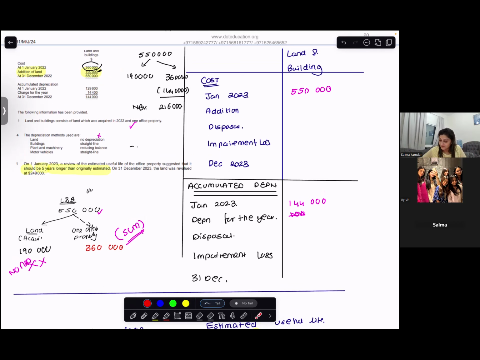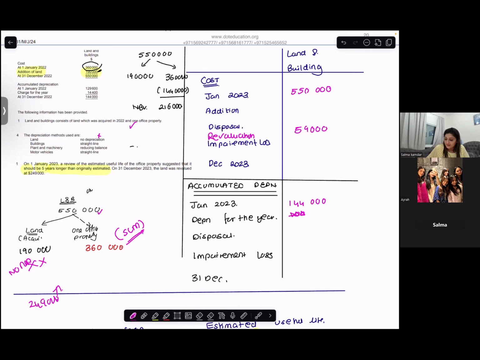190,000 was the original value of the land. Now this is revalued at how much? 249,000. That means 59,000, so there is a revaluation. Okay, I will write revaluation. It's revaluing upwards by 59,000. There is no addition of land and building, no disposal, nothing related to impairment loss of land and building. I arrive at a figure of 609,000 for the cost.